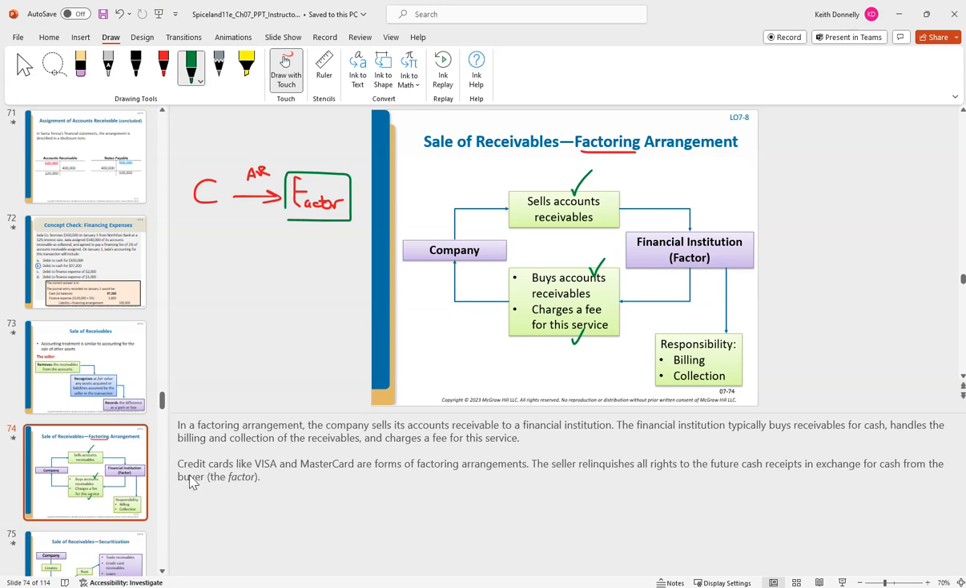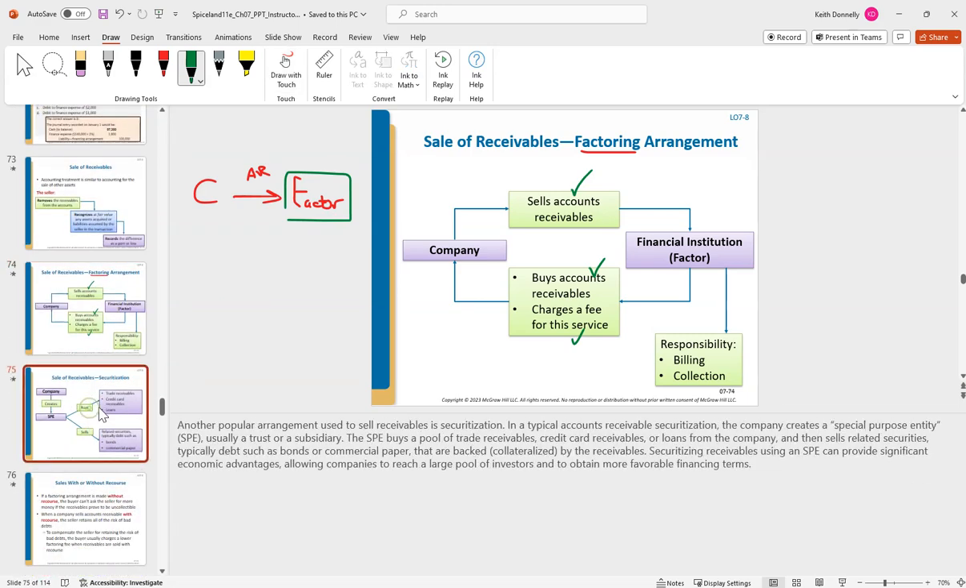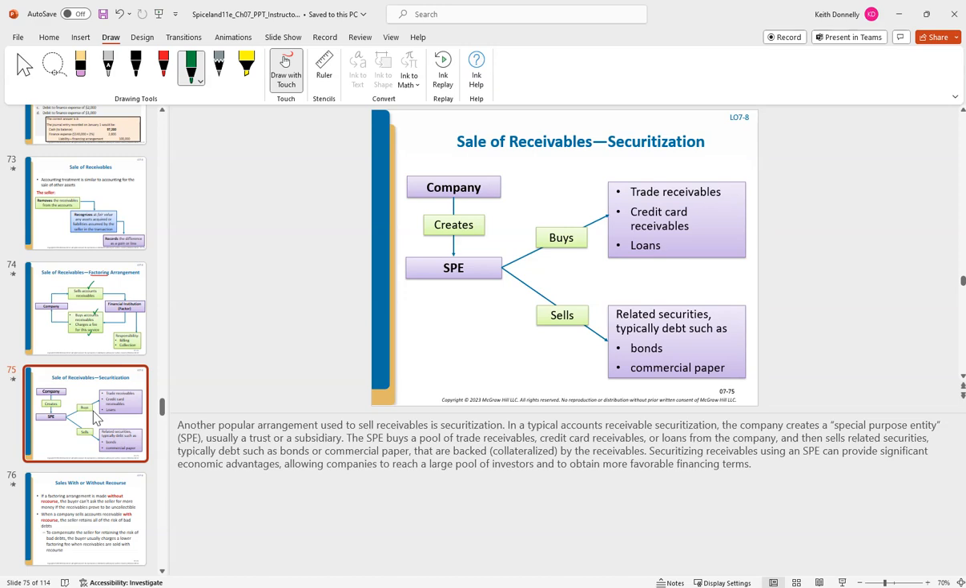And they have down here, credit cards, like Visa and MasterCard, are forms of factoring agreements. The seller relinquishes the rights to the future cash receipts in exchange for the cash from the buyer or the factor. So you can think about that with somebody coming in and swiping the credit card. How does that work with the business and Visa and MasterCard?